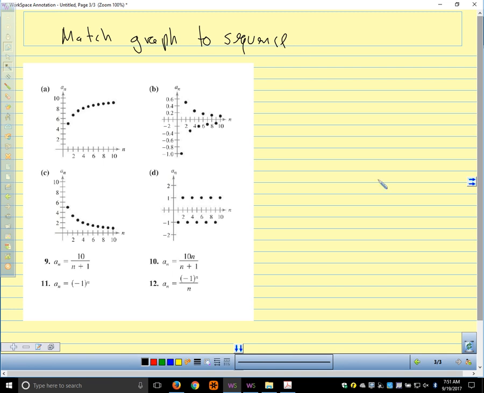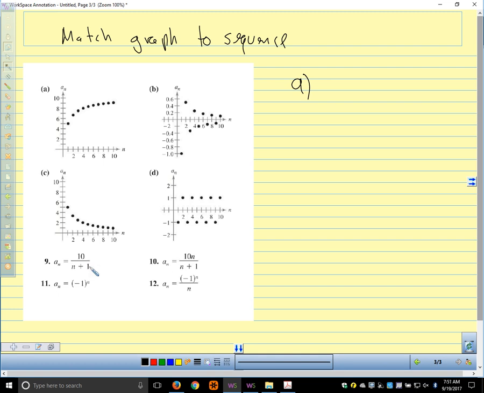All right, so let's go through these. Number 9. So number 9 is a sub n is 10 over n plus 1. I hear some C's. C. And so a couple of ways that we can think about this. So for number 9, what's the first term? 5. So the first term we plug in n equals 1.